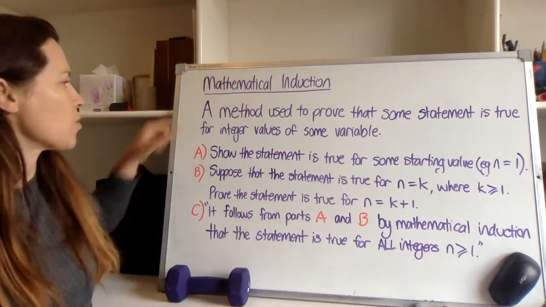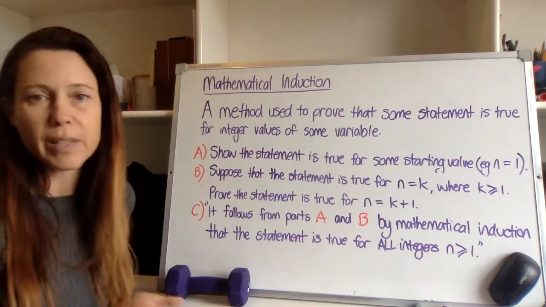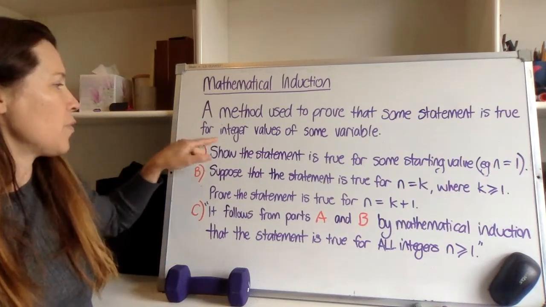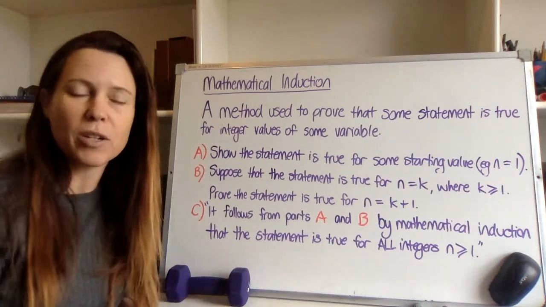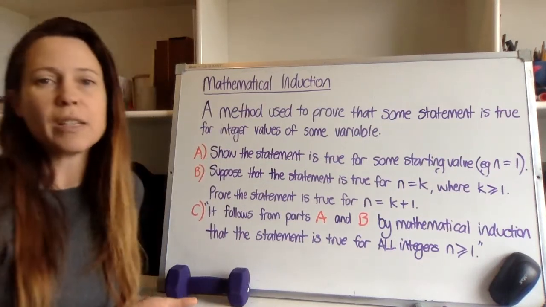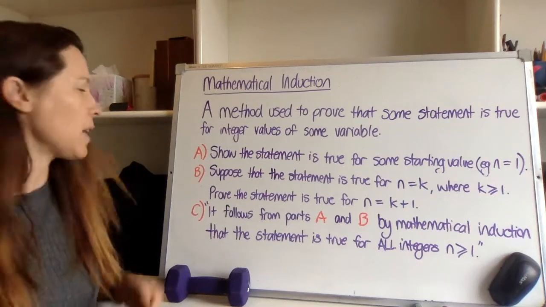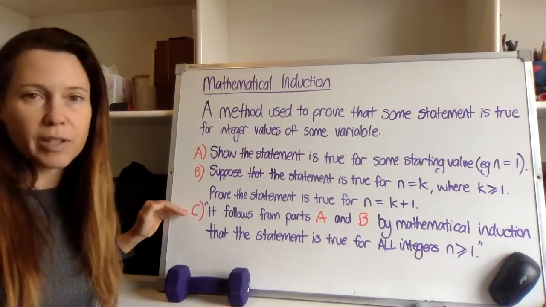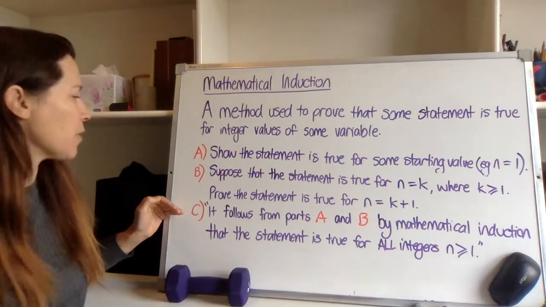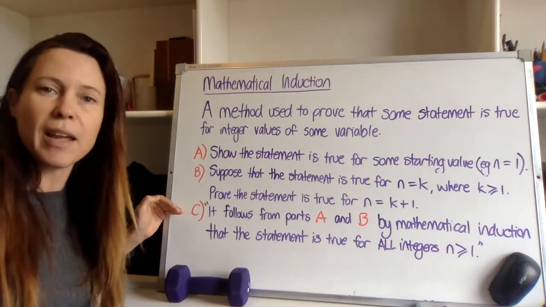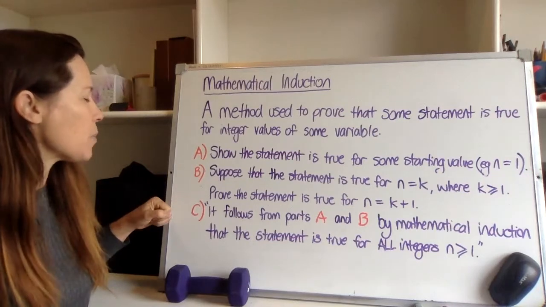So first, we've got a description here. It's a method used to prove that some statement is true, for integer values of some variable. So if we have some kind of equation and we want to prove that it's true for all integers, then we go about it by setting out basically three different sections of the proof. And you can name them section A, B, and C, if you like, so that it keeps the structure there and you remember not to leave any of these parts out.